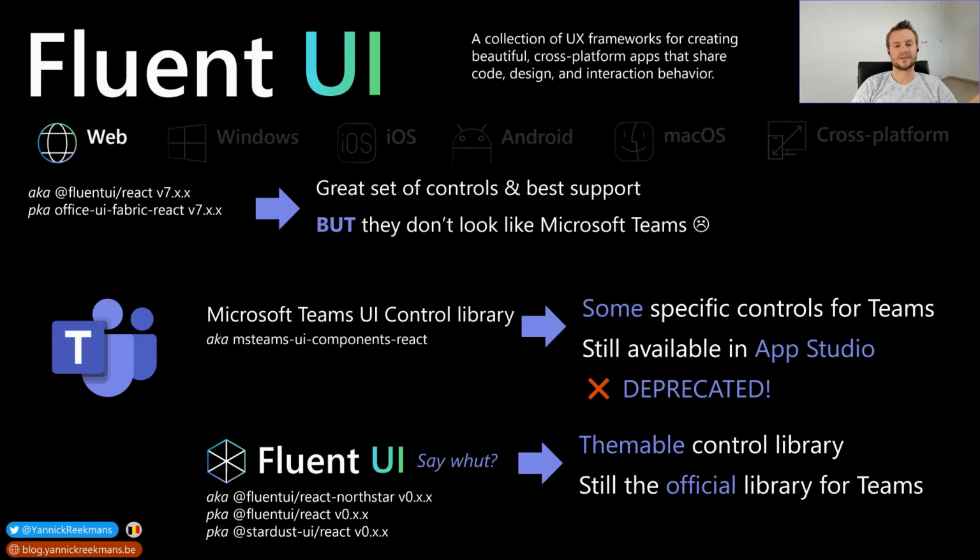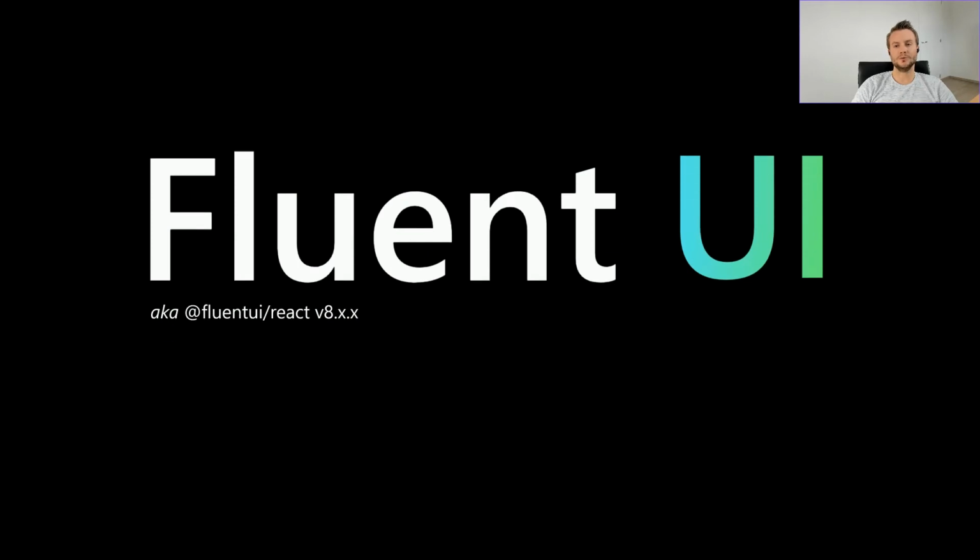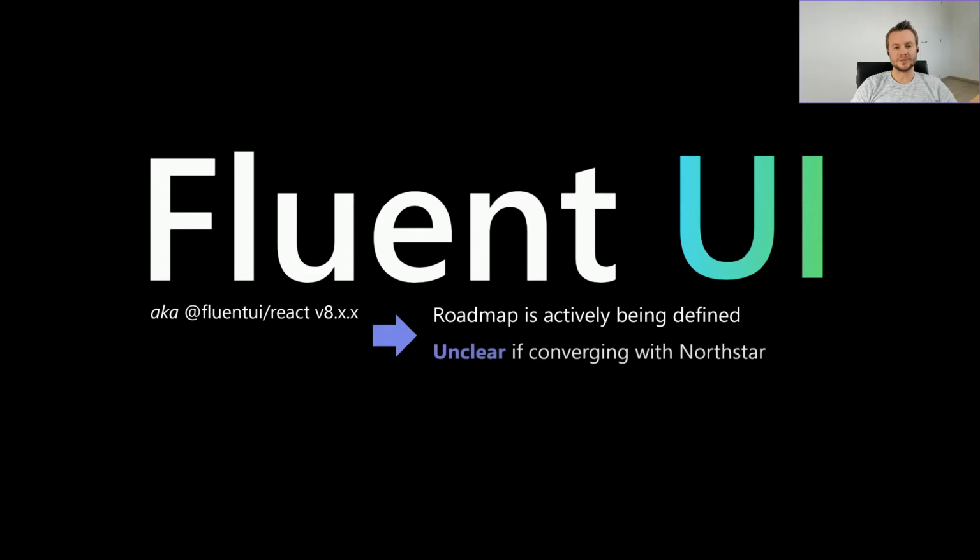Now, their status is a little bit unclear. And that's because Fluent UI has a new version in the works, basically V8. And in V8, they promised us that their controls would be themable. Problem is that this roadmap is still actively being defined, and it's really not clear if this is an approach where Northstar will be merging, or the good parts of Northstar will be merged inside of the good things of Office UI Fabric React v7, and then ending up with v8.